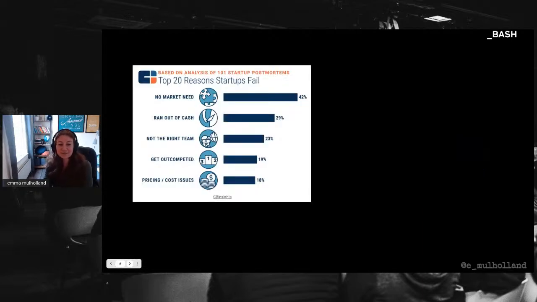Here's a bit of information around the reasons why startups fail from CB Insights. The crazy thing is that 40% of startups that fail actually fail because there was no market need for the product.